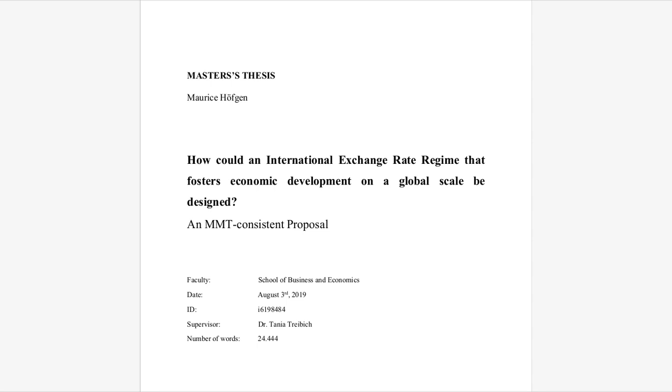And with those principles in mind, Höfgen proposes a radically different approach, a system he calls rule-based managed float. Okay, now we're getting to the good stuff. Rule-based managed float. It sounds intriguing, but how would it actually work?